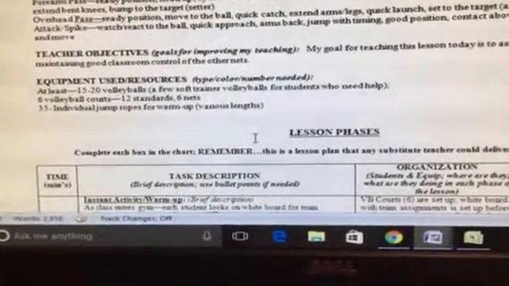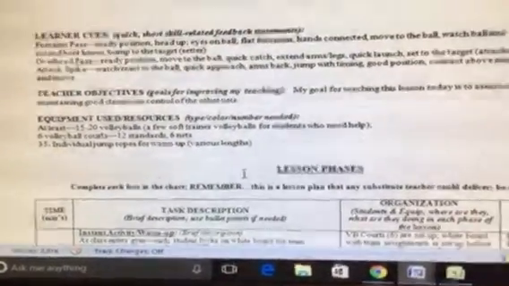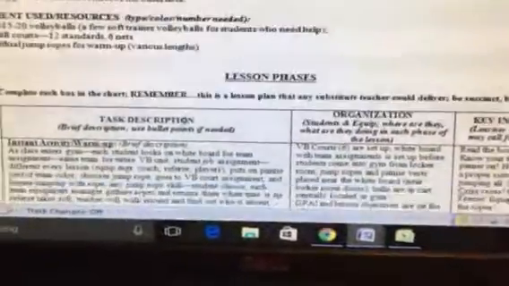6 volleyball courts, 35 individual jump ropes for the warm-up. So if you're going to do a fun warm-up, make sure you include that equipment too.